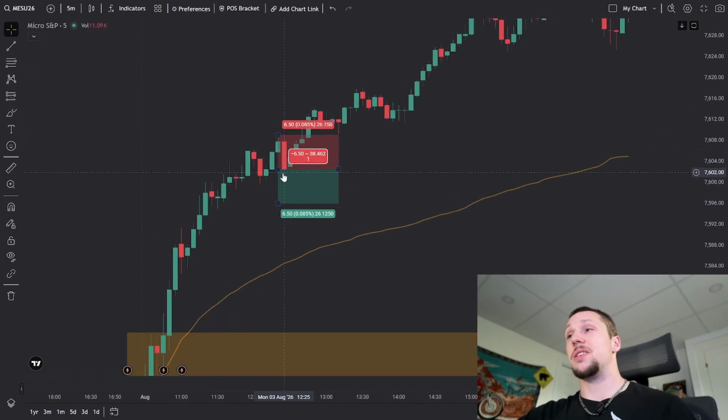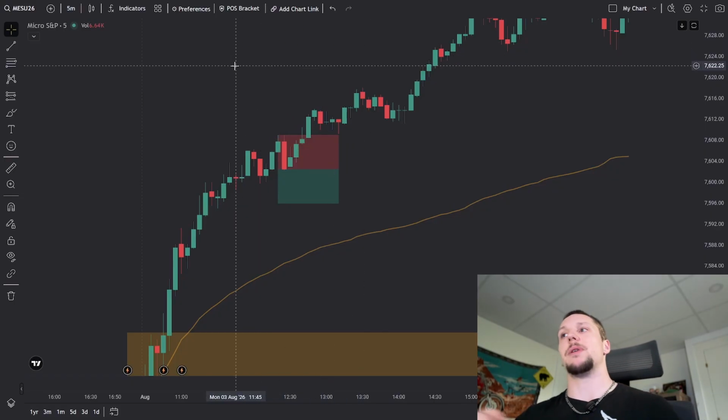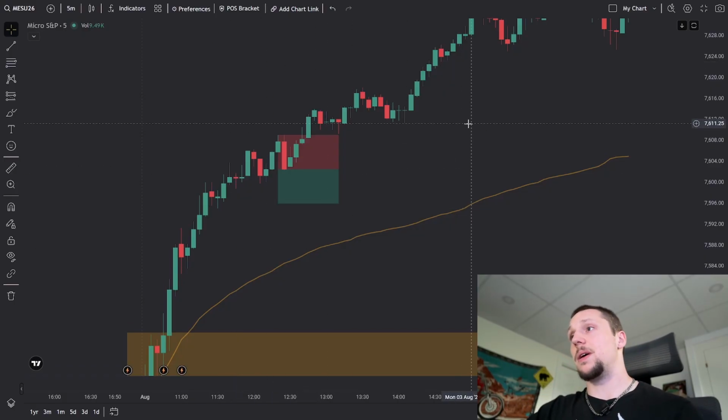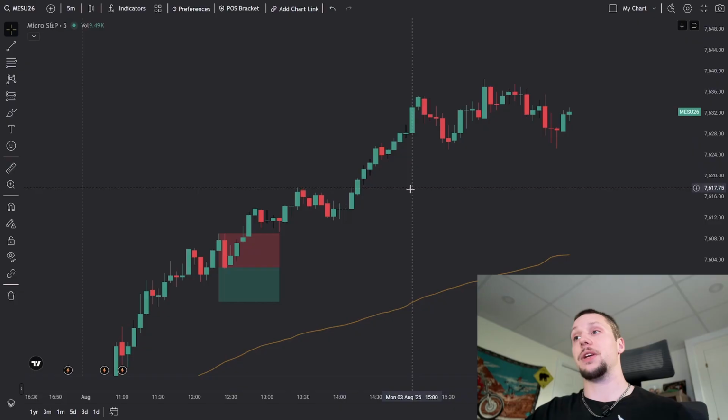So price continued on up despite my beliefs that it was going to reverse down, despite my thoughts that it was going to run out of energy. And it continued on up and basically did so for the remainder of the day. Very unlikely. It's not something I see very often.